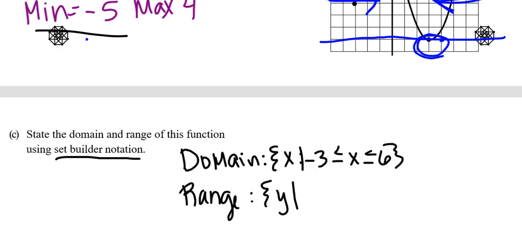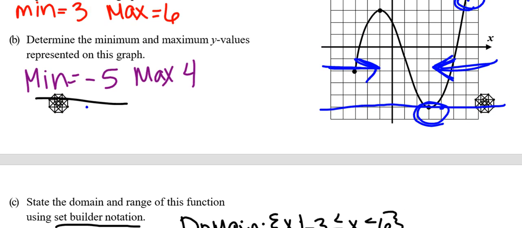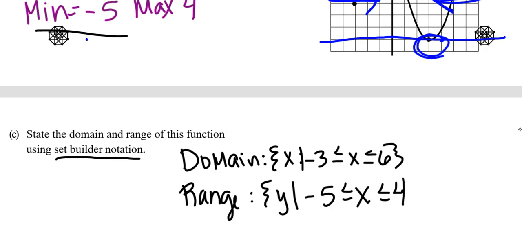So how I write this, range is all values of y such that, well, my min is -5, less than or equal to y, which is less than or equal to 4. So that's saying that my y values have to be between -5 and 4. I can include them because it's a closed dot. It has to be between those points.